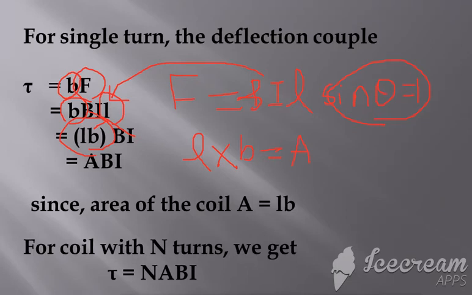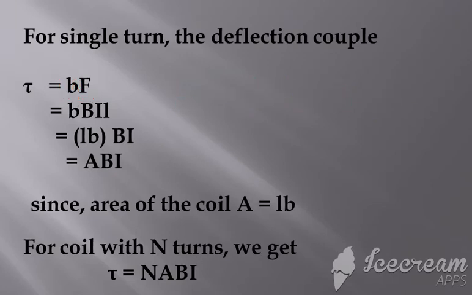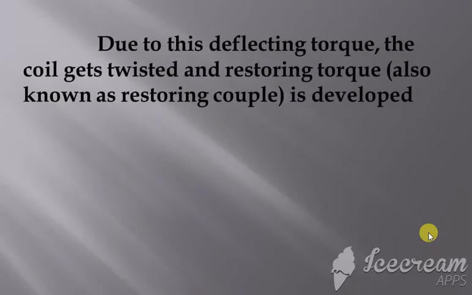Suppose, இது நம்ம ஃபஸ்ட்டு when you are considering for a single turn அப்படின்னு சொல்லிட்டோம். But when you are considering for n turns அப்படின்னா இதில் ஒரே ஒரு n ஆட் பண்ணிக்கிறோம். So tau is given by NAB into I. So this gives a value of torque, where n is the number of turns, A is the area, B denotes the magnetic field and I denotes the current. Clear?